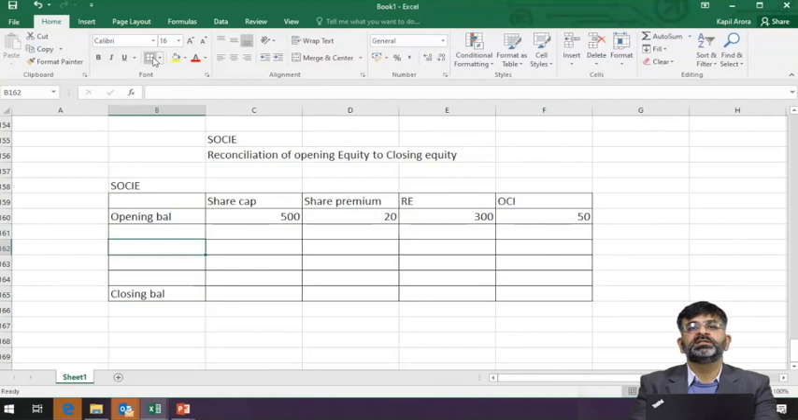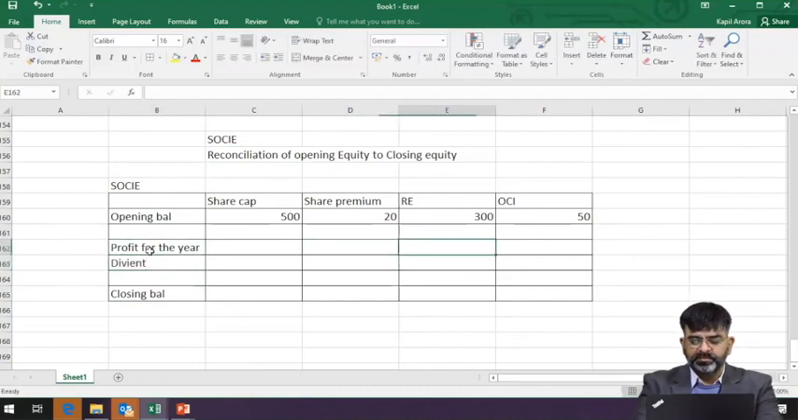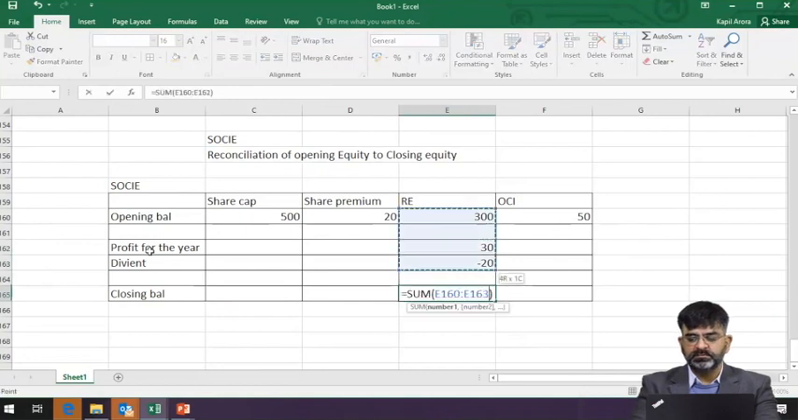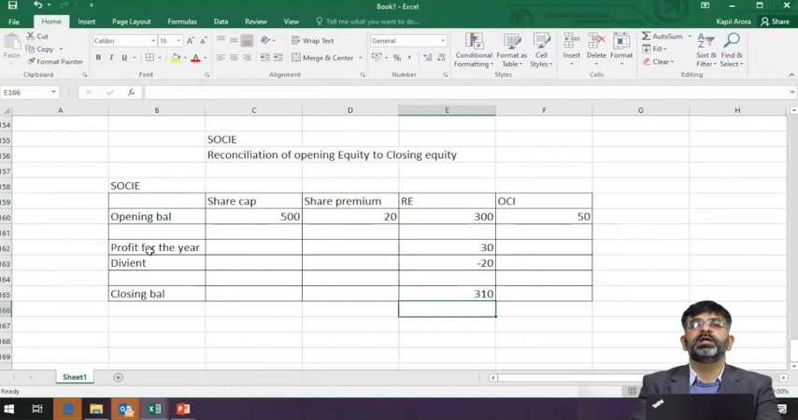Now what would be the change in the retained earning? Why would my retained earning change from opening to the closing? What could be the kind of change we could have in the retained earning? Profit or loss? Profit for the year, exactly. Or maybe dividend. Exactly. So profit for the year may increase, whereas dividend would decrease. So I have my closing balance of 310. What would happen to the share capital or share premium?